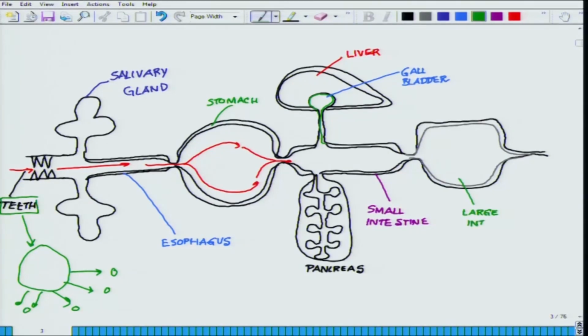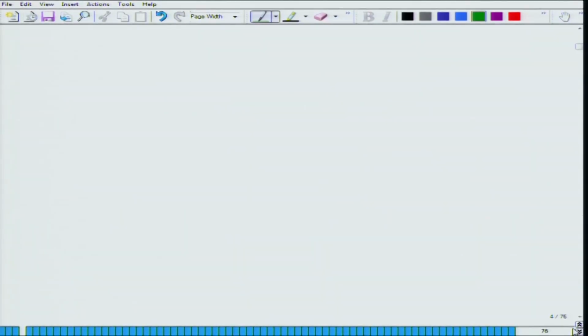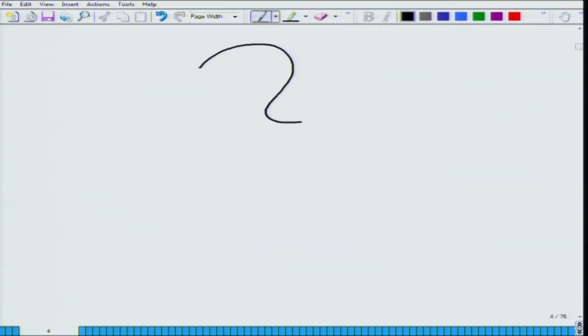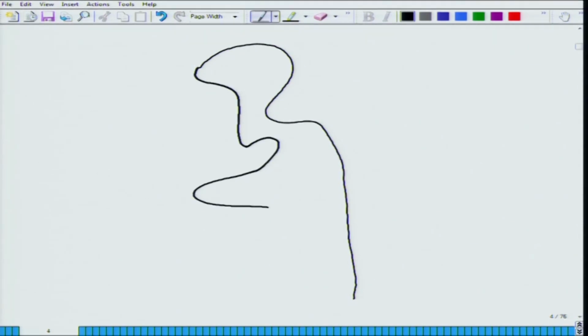So, this is the GI tract intestine, and in terms of anatomical perspective, if I look at it, you are seeing this picture horizontally. If I draw it anatomically, then this is how it will look like. If this is the head and this is the rest of the body, then it is something like this. So, this is how it will look like. This is where you are taking your food.